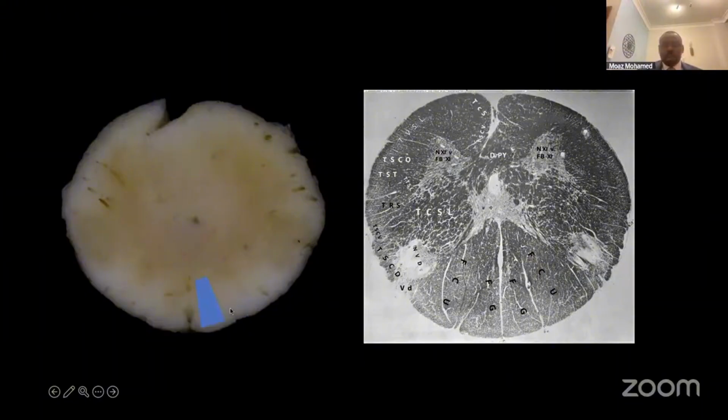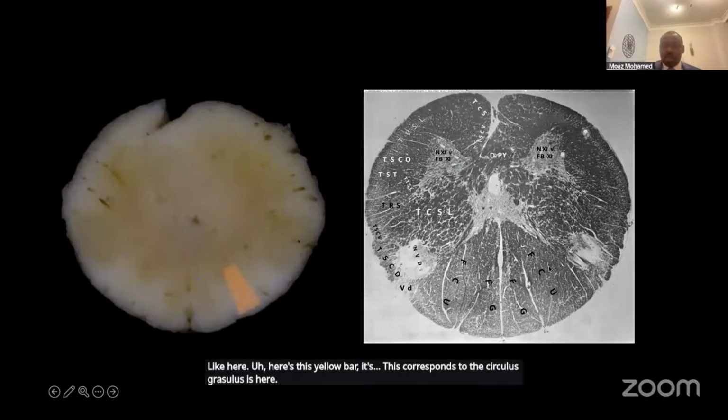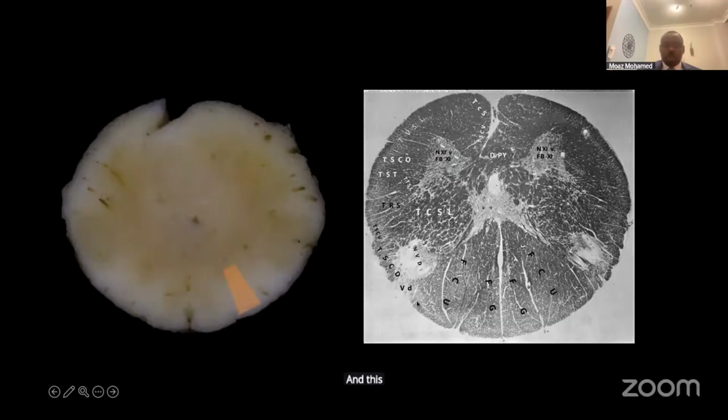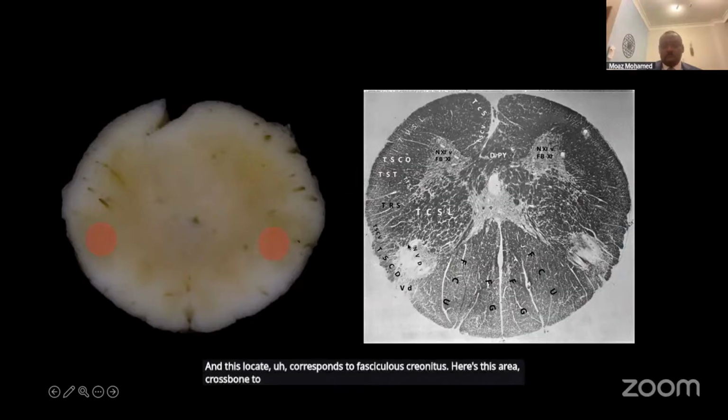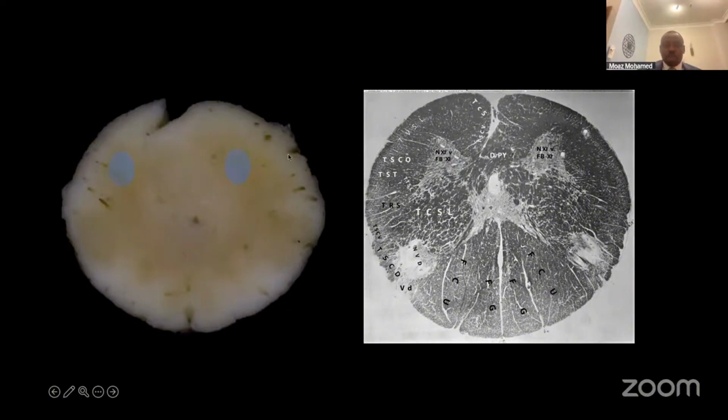Here, this yellow bar corresponds to the fasciculus gracilis. And this corresponds to the fasciculus cuneatus. Here, this area corresponds to the trigeminal nucleus, or spinal trigeminal nucleus here. Here corresponds to the accessory nucleus, the spinal, to the cranial accessory nucleus here.